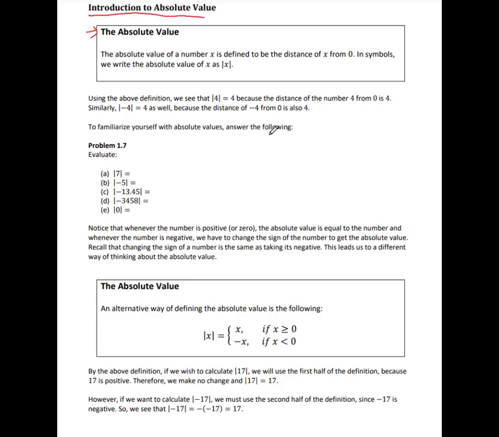So what's the definition of the absolute value? The absolute value of a number x is defined to be the distance of x from 0. Okay, and this is how we write it in symbols. This is the absolute value of x. So using the above definition, we'll see that the absolute value of 4 is equal to 4 because the distance of the number 4 from 0 is equal to 4.